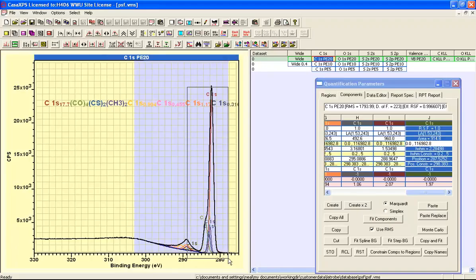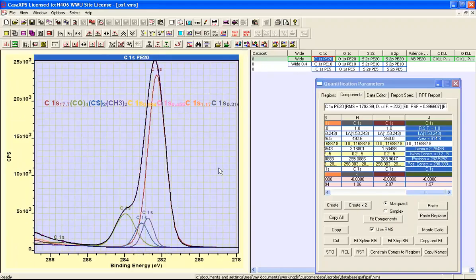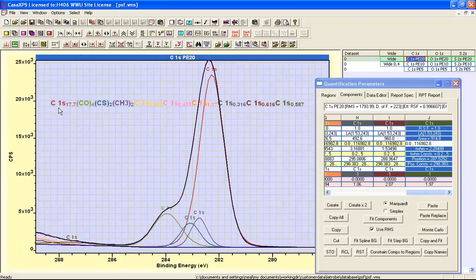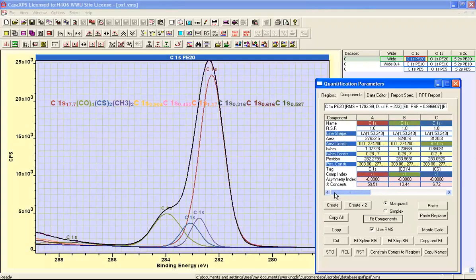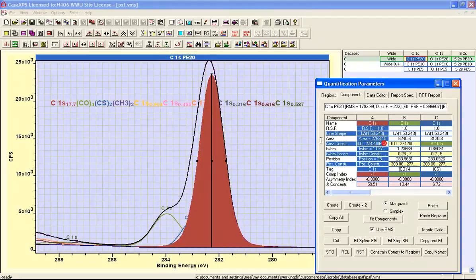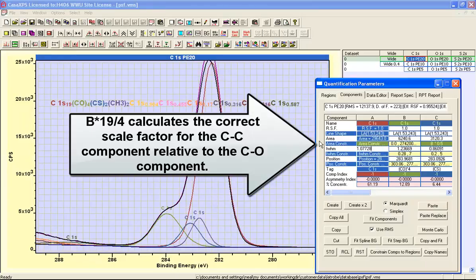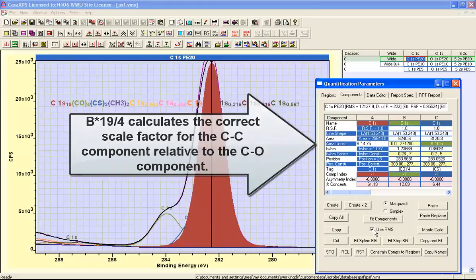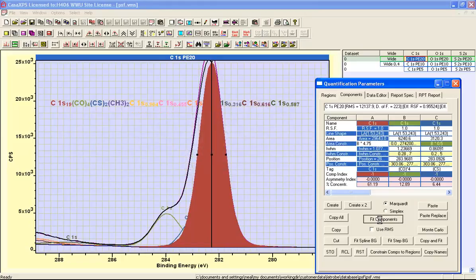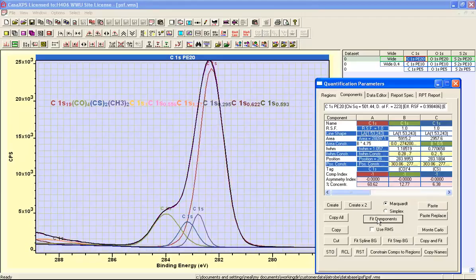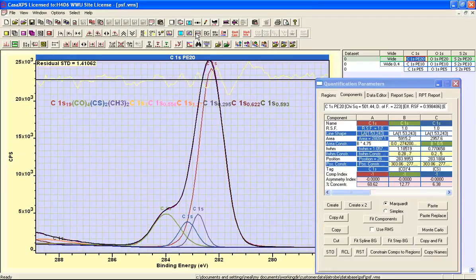So having fitted these data, we end up with a peak model that is indicating that we have slightly less than the CC type bonds. So what we'll do is we will introduce another constraint. So here we have the large peak should be B times 19 divided by 4. And that gives us now the expected ratio. I'll take off the use RMS, and say fit. And let's have a look at the residual.